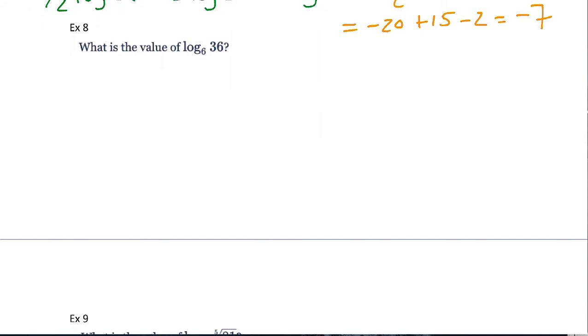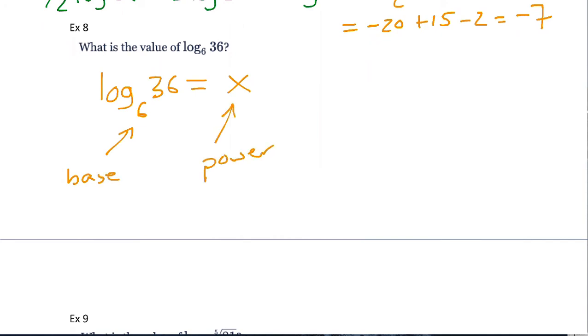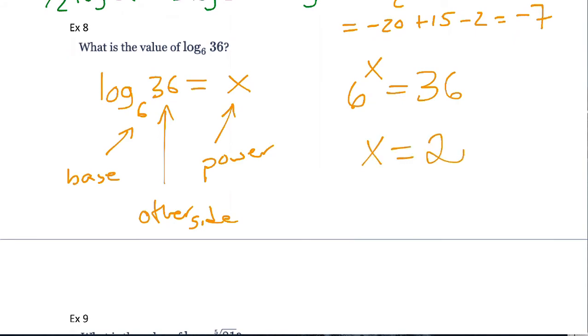Let's take a look at this one. What is the value of log base 6 of 36? Remember, log base 6 of 36 is equal to some value, whatever that might be. That means, remember that we talked about that this was the power, this is the base, this is the base, this is the power, and this is the other side. So when we talked about this, we could write this as 6 to the x is equal to 36. That means x must be 2 in this case.